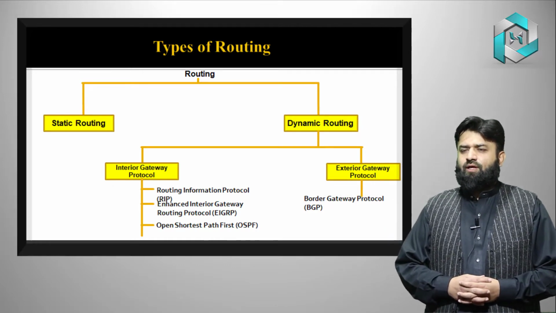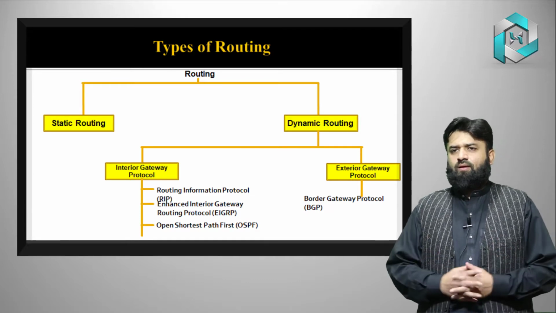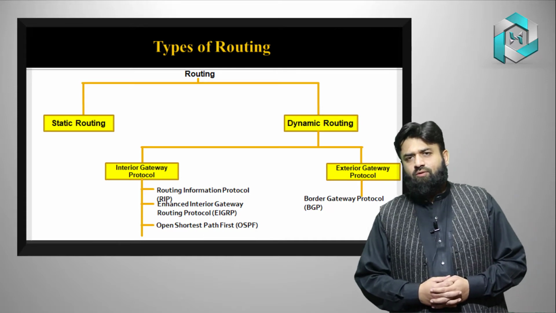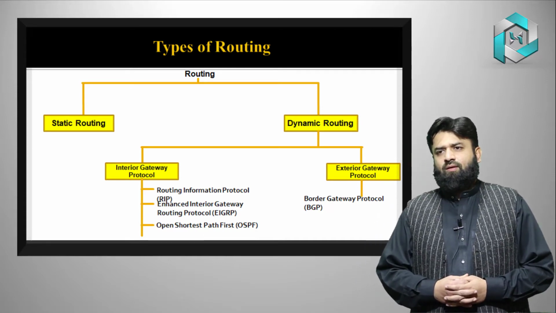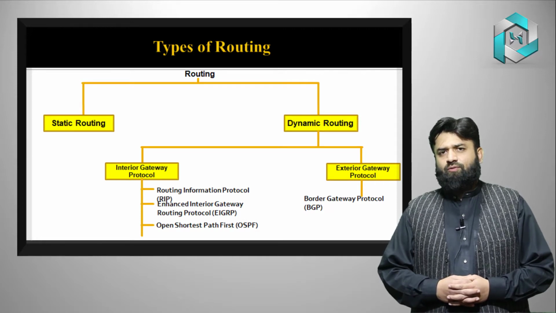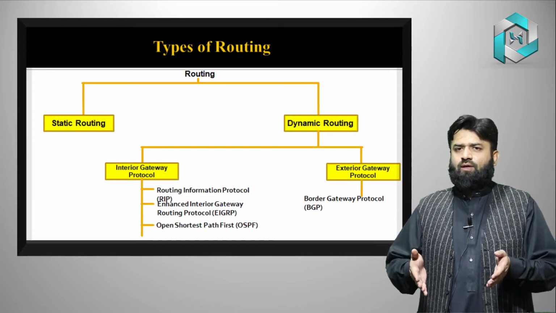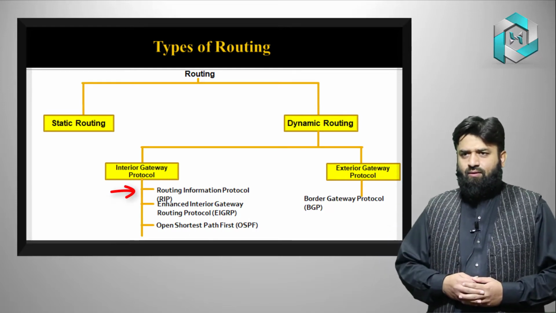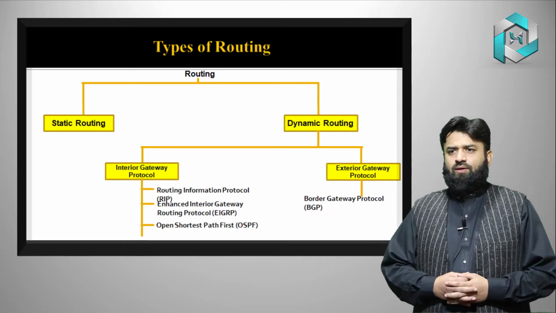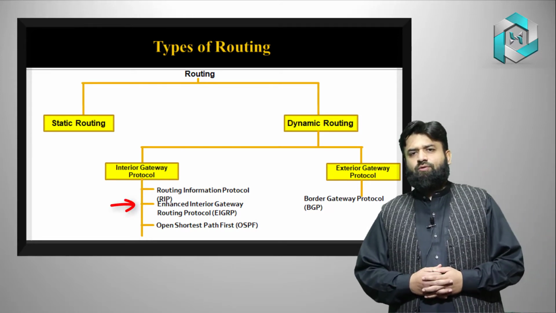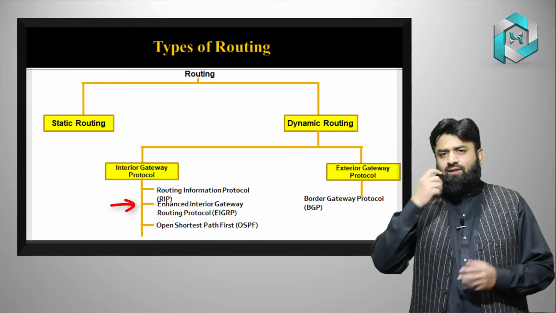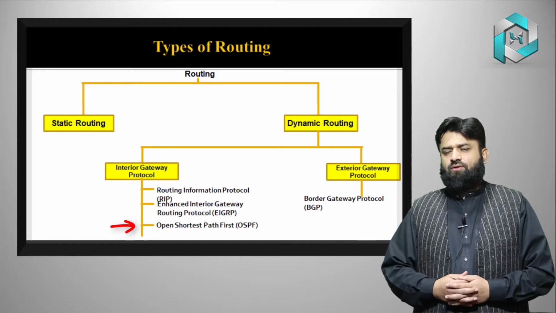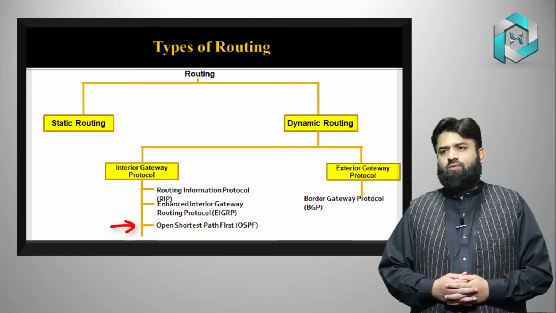Interior gateway routing is actually performed within an autonomous system, and the protocols used for interior gateway routing are Routing Information Protocol, shortly RIP, Enhanced Interior Gateway Routing Protocol, shortly called EIGRP, and Open Shortest Path First protocol, shortly called OSPF.